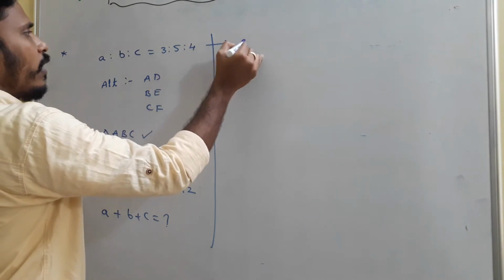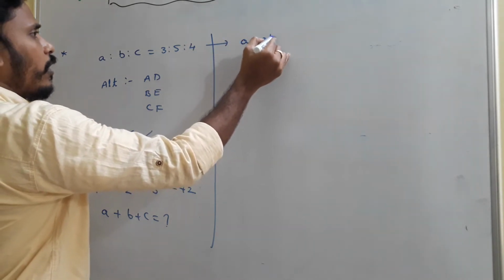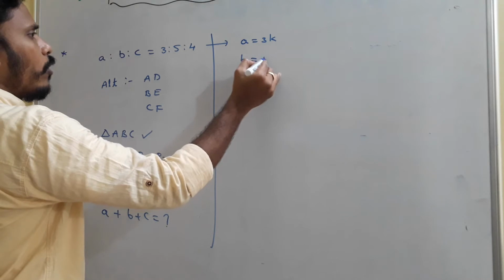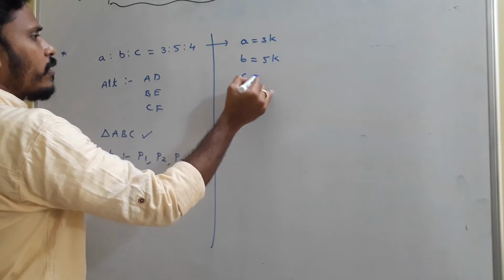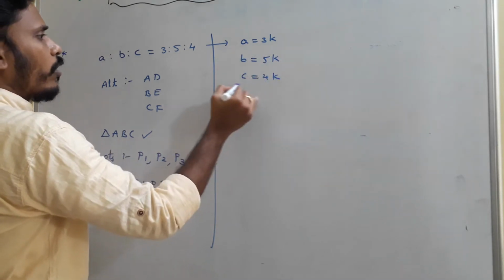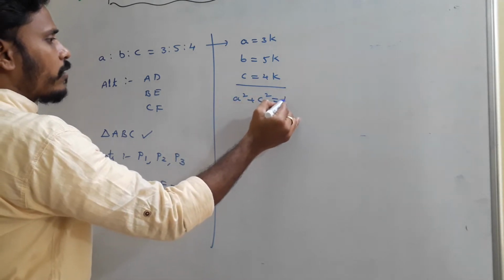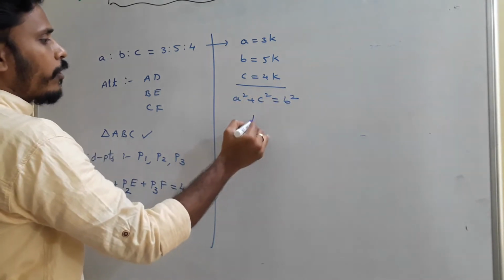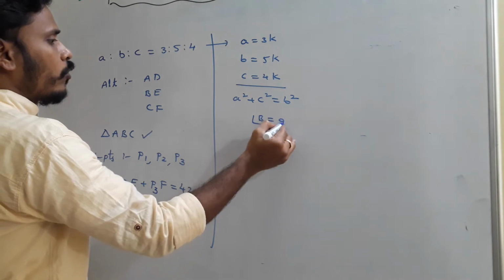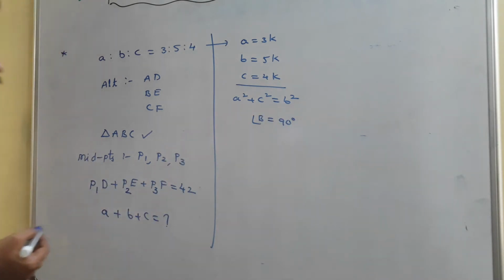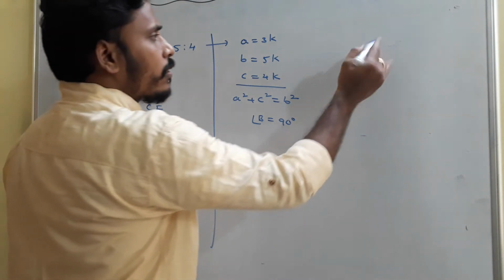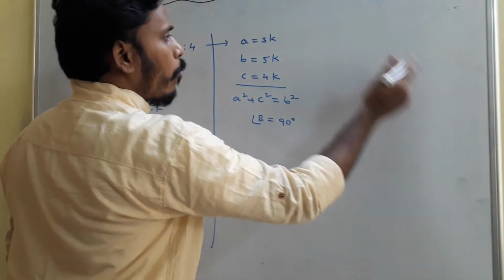My idea is A is equal to 3K, B is equal to 5K, C is equal to 4K, and then it is very clear that A square plus C square is equal to B square, and for sure angle B is equal to 90 degrees. And since angle B is equal to 90 degrees, how does the problem look?